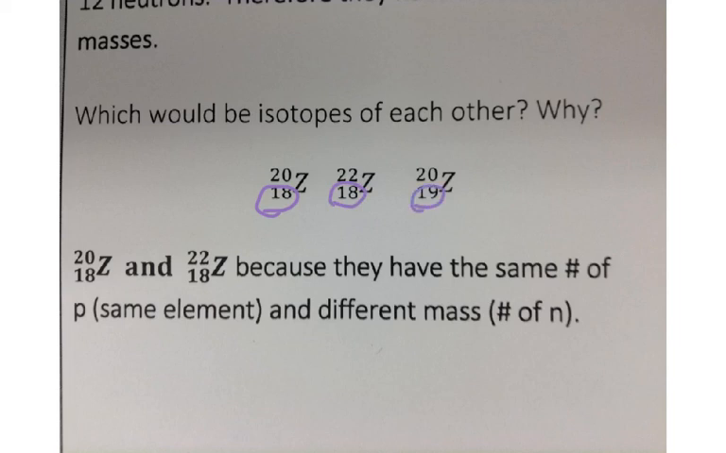And if I look at this one with the 19, it is not the same as the other ones. So far, it's eliminated down to these 2. But what they do need is to have a different mass. And mass is written at the top. So if you look at 20 versus 22, they are different. So these 2 would be your isotopes of each other.